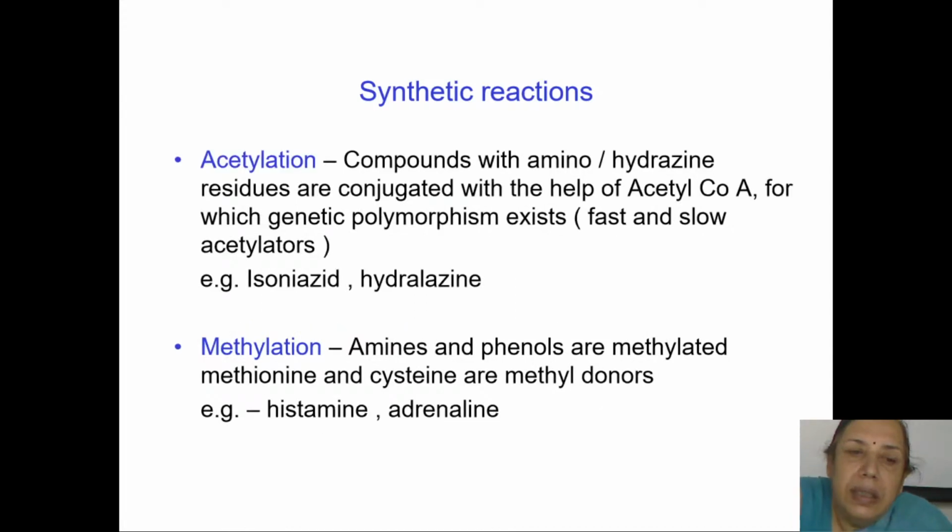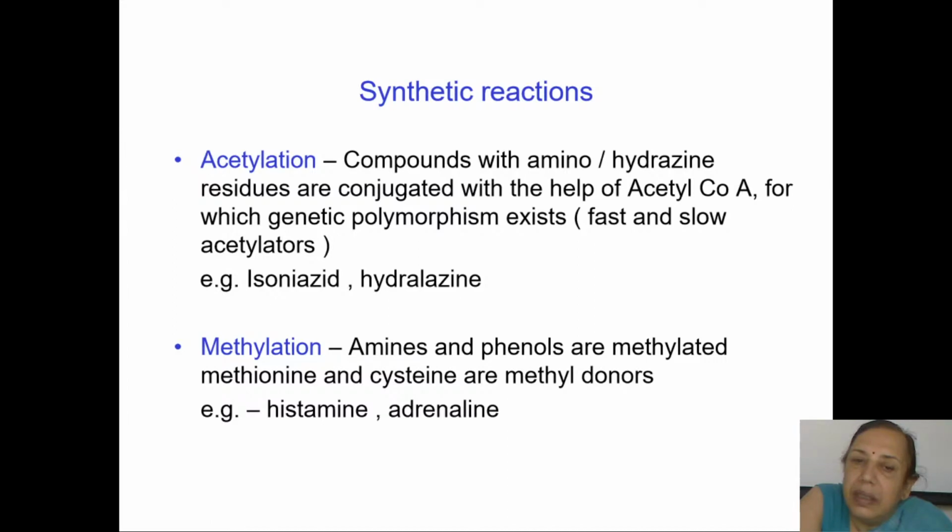Now another reaction which brings about conjugation is acetylation. So compounds with amino or hydrazine residues undergo acetylation with the help of acetyl coenzyme A, and it is well known that there is genetic polymorphism when acetylation is taking place. So there are certain individuals which are fast metabolizers or fast acetylators, and then you have slow acetylators. What happens if a drug is administered like isoniazid or hydralazine? You see there are individuals who metabolize it very fast because the form of the enzyme which is present brings about fast metabolism. So there are certain individuals which metabolize slowly or acetylate slowly.